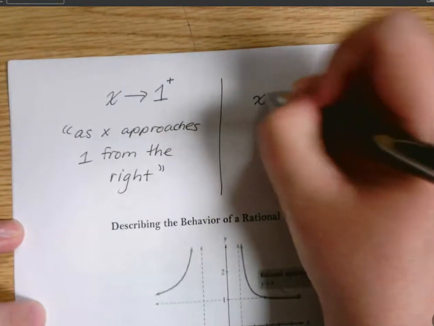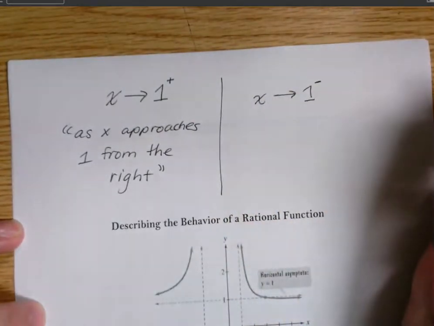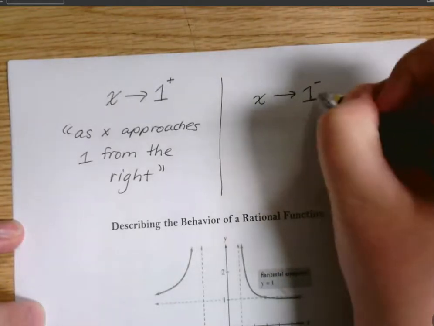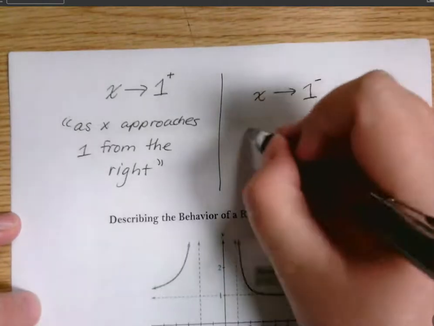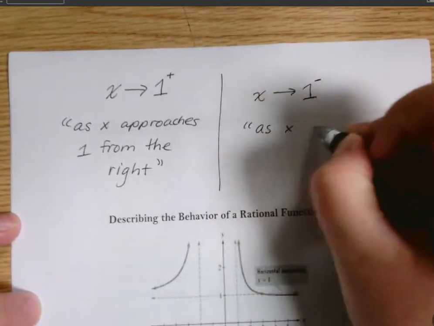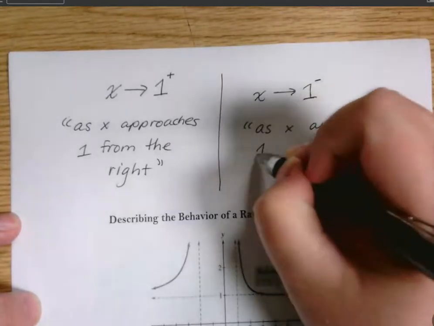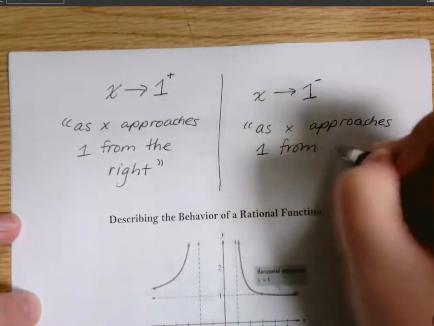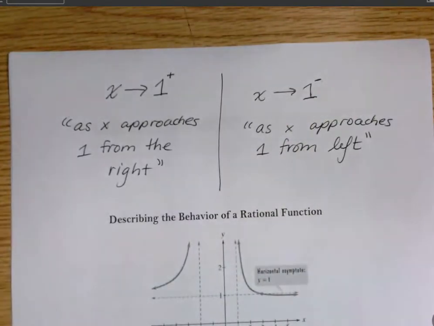If I say this, notice it's behind the number. This is not saying -1. This is 1 and then a little negative, right where you would normally see an exponent. This is saying as x approaches 1 from the left. In other words, from negative land, which is on the left.